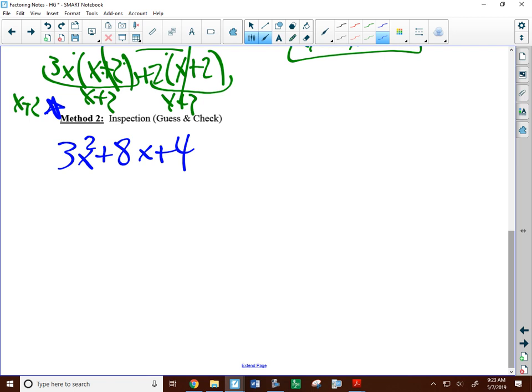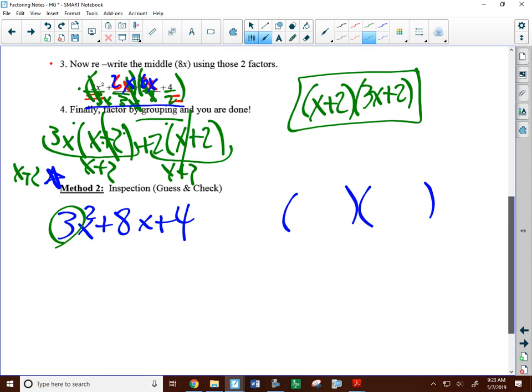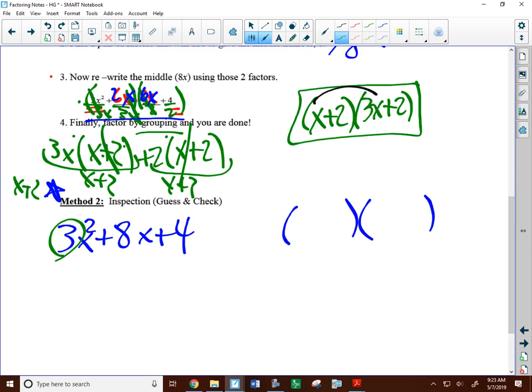But if you're a good guesser, then it's going to be quicker. So here's what I do. This is how I often do factoring. I set it up like this. And then I say, well, the first term here, if I were to FOIL this right here, first, x times 3x, I get 3x squared, which is the first term. So right here, these two values have to multiply to get 3x squared.